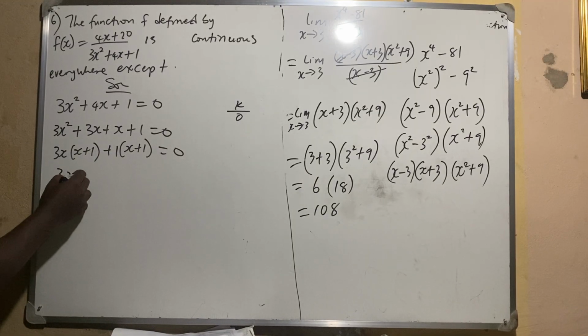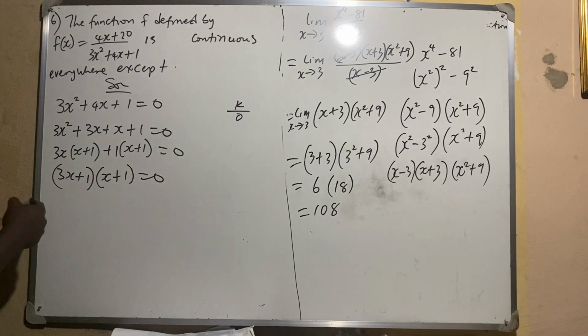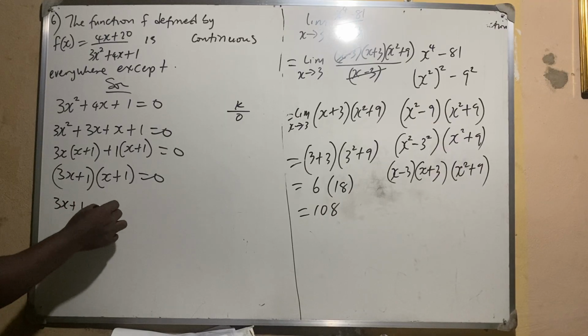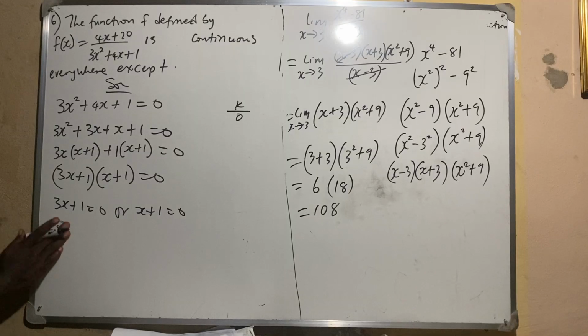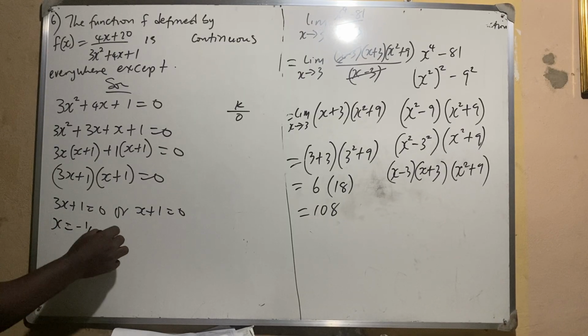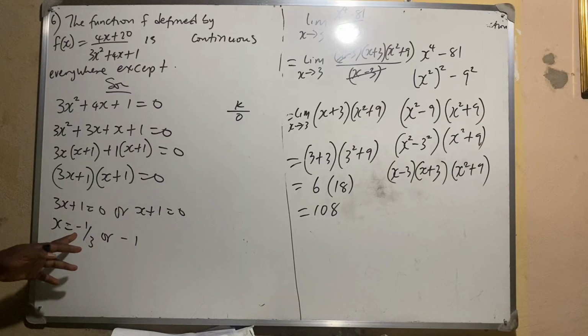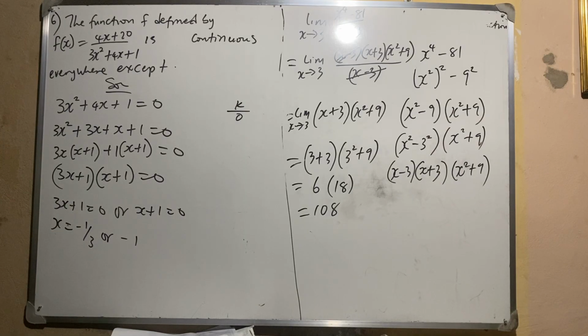So this is 3x plus 1 and x plus 1 is equal to 0. If you do this, I'm going to have that 3x plus 1 is 0 or x plus 1 is 0. So x is equal to minus 1 over 3 or minus 1. So this function is continuous everywhere except at minus 1 over 3 and minus 1.